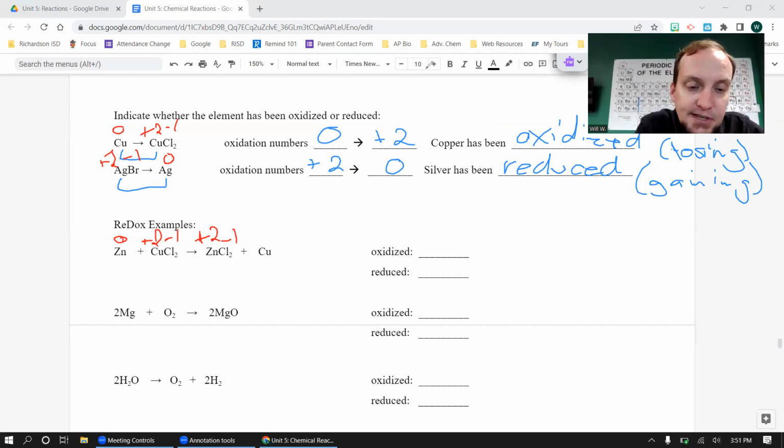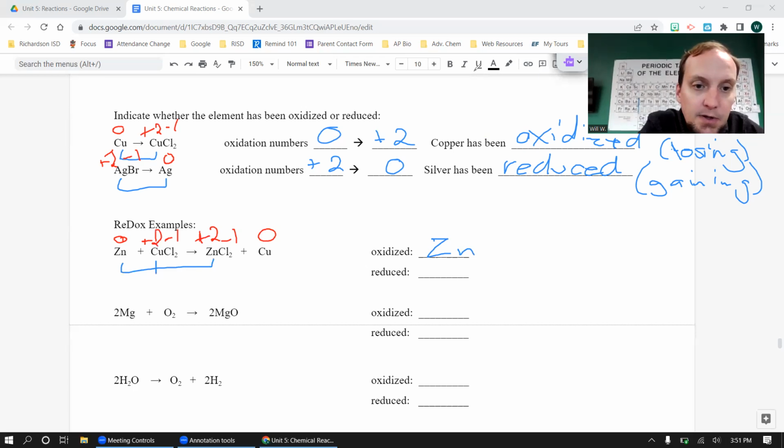Now we have copper all by itself, so that's going to be a 0. So I'm going to go ahead now and look at each individual element by itself. So zinc to zinc. Zinc to zinc is going from 0 to a +2. 0 to a +2 is going up. Therefore, our zinc is being oxidized. Oxidation, it is losing electrons.